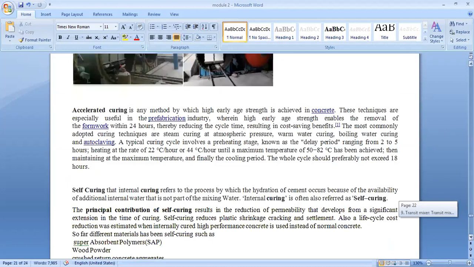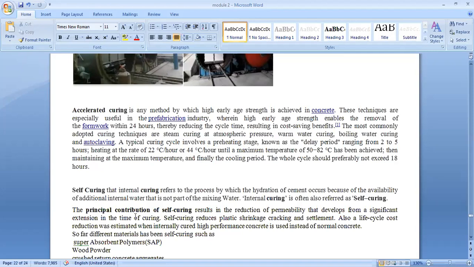The last will be self-curing. Self-curing, or internal curing, is a technique that can be used to provide additional moisture content in the concrete for effective hydration of the cement and reduced self-desiccation. Currently, there are two major methods available in internal curing.